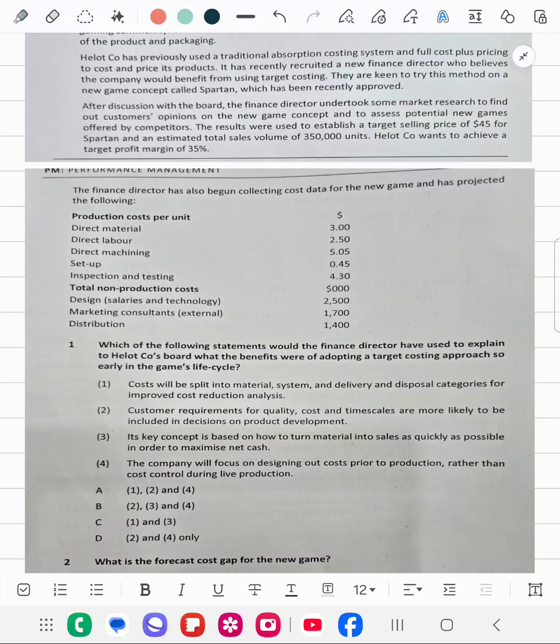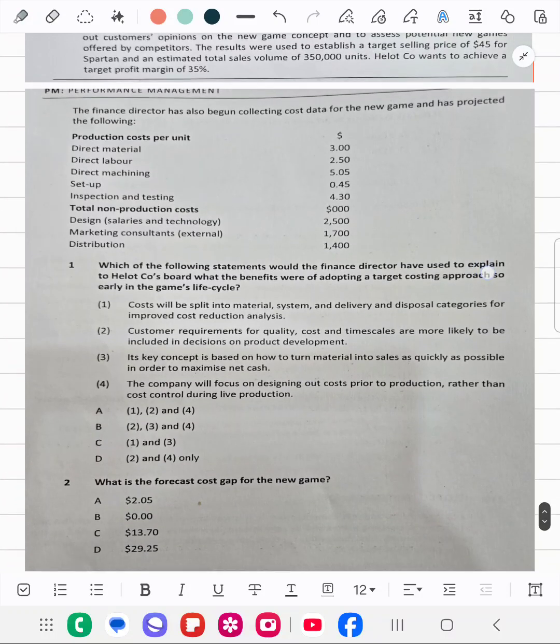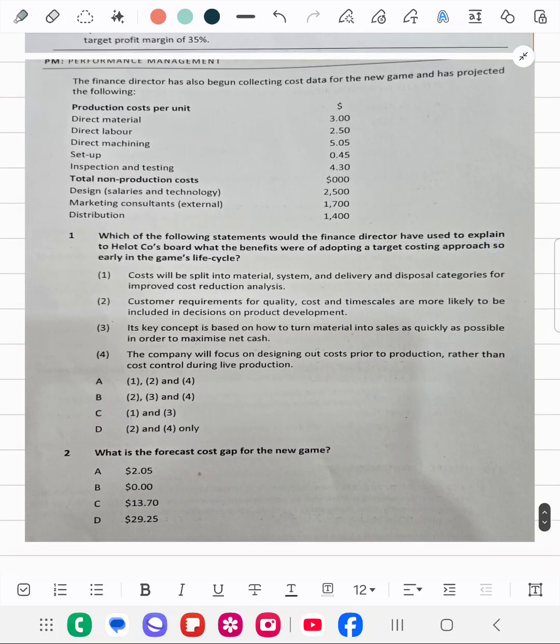So the finance director has also begun collecting cost data for the new games and has projected the figures given here: the production cost per unit, direct material, direct labor, direct machining, setup, inspection and testing, total non-production cost, design, marketing, consultant and distribution. So let's read out the first part.